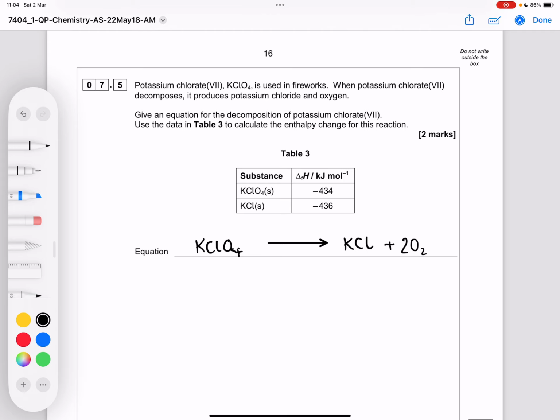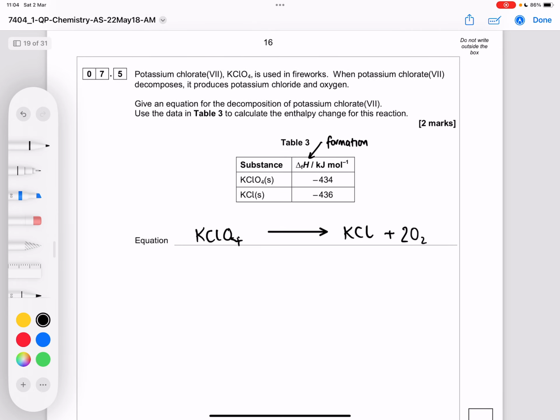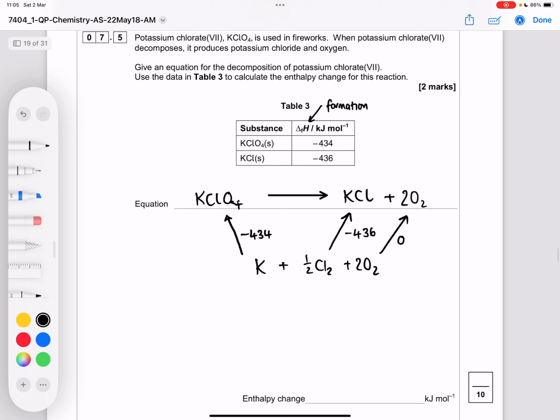And then it says use the data in the table. This is all formation, which means from its elements in their standard states. The enthalpy change when 1 mole of KClO4 is formed from its elements, K, half a Cl2 and 2 O2s in their standard states, takes minus 434 kilojoules. And then to form KCl from a K and half a Cl2 makes minus 436. This conversion is 0, by definition, the element hasn't changed.